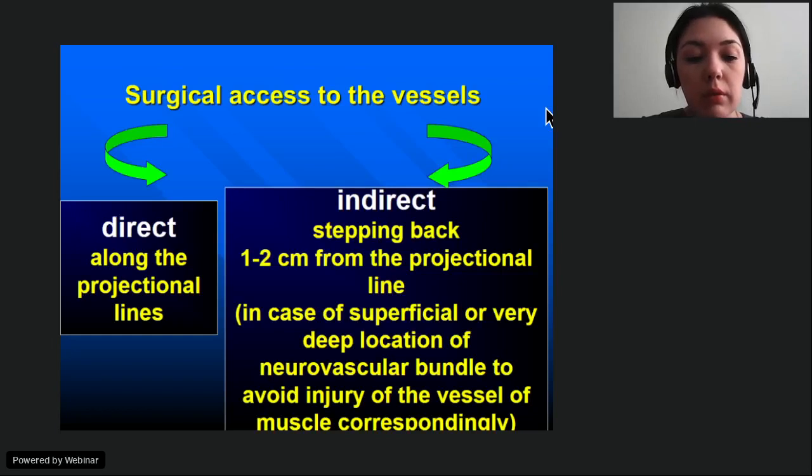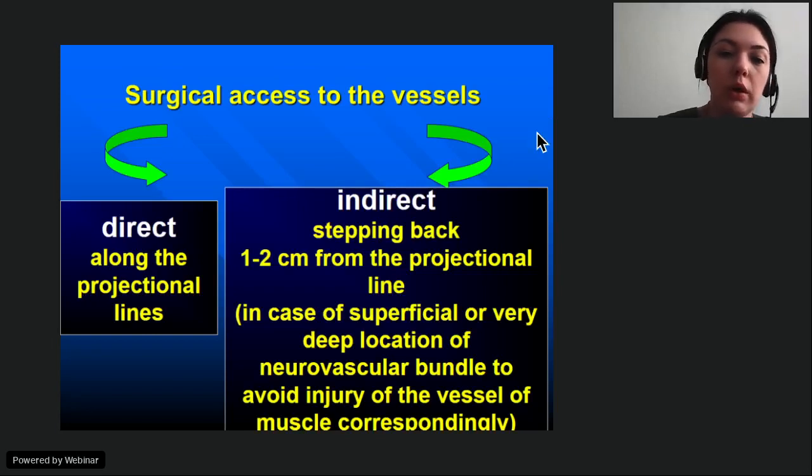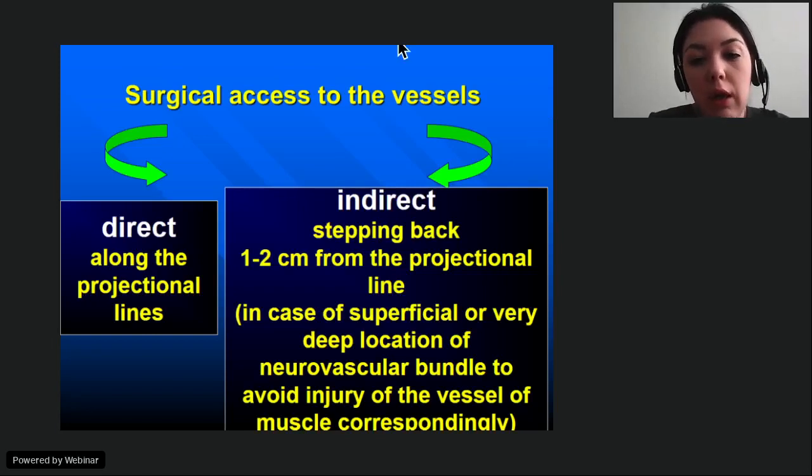If the neurovascular bundle is located very deeply, like in the case of the neurovascular bundle of the posterior region of the upper arm, when structures pass inside the humeral muscular canal, we also go away closer to the intermuscular septum, because if we go along the projectional line, then we will reach the triceps brachii muscle, and we will have to dissect it. And if we dissect it, then extension in the elbow joint and in the shoulder joint will be impaired. So that's why in these cases we also use an indirect approach.